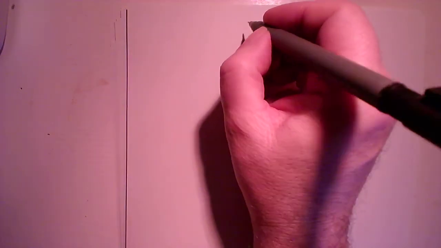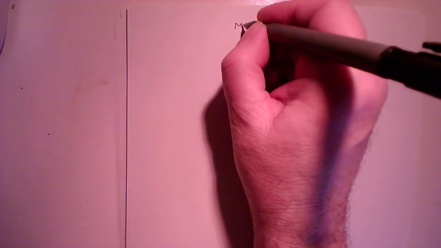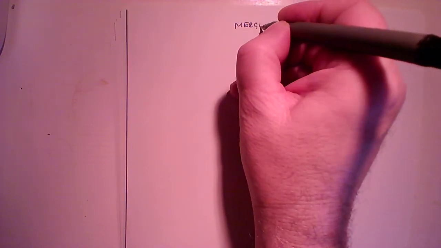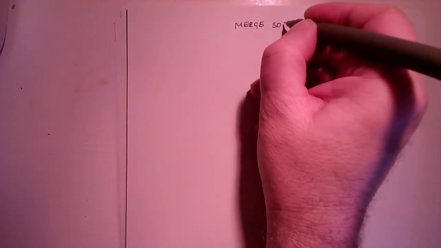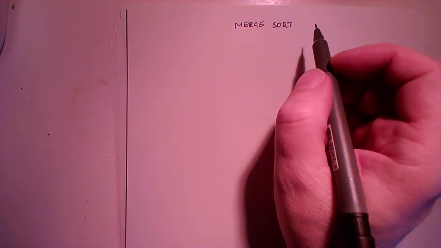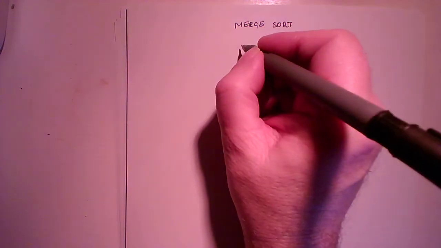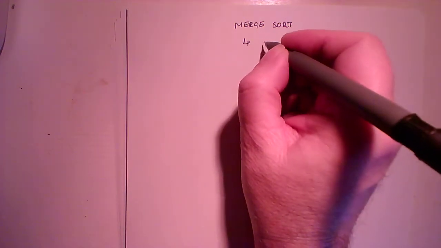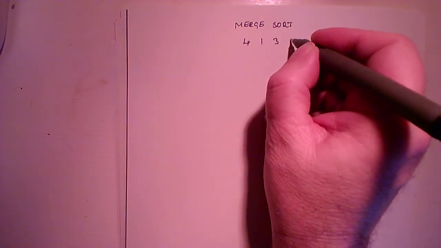The final sort that I'm going to look at is the merge sort. In fact, I'm going to do this one twice because there's a sort of correct way of doing it, but you don't need to be doing the correct way in the exam. You can shortcut it in the exam. So let's start off with the same numbers, 4, 1, 3, 2.